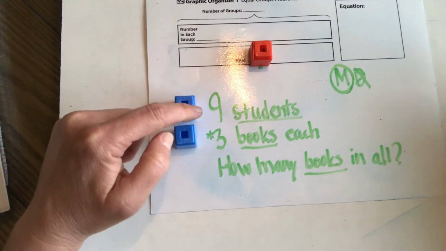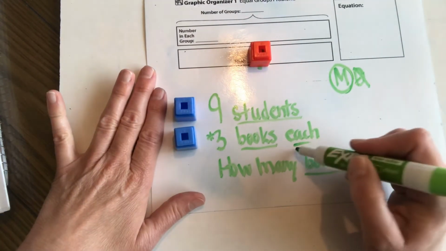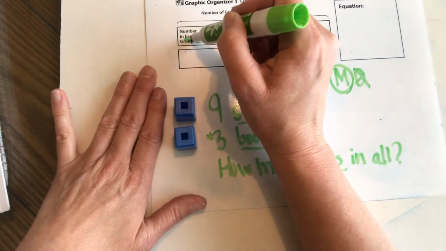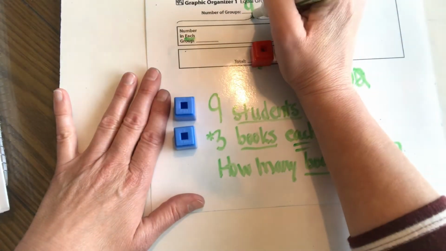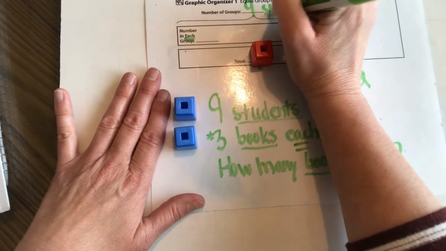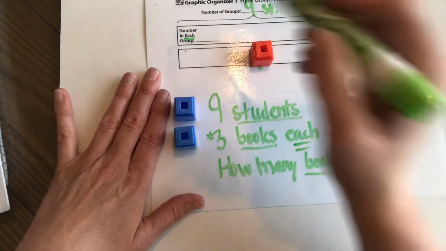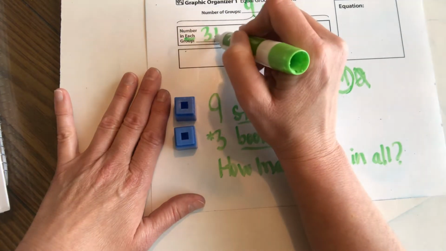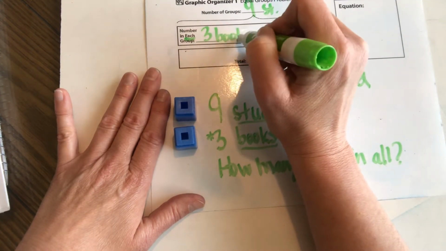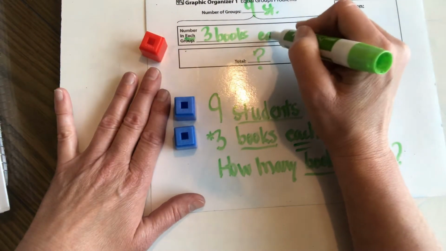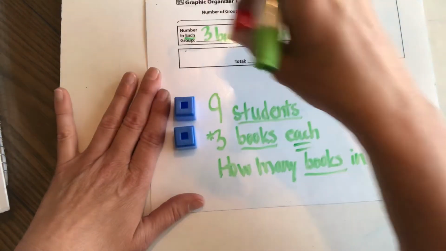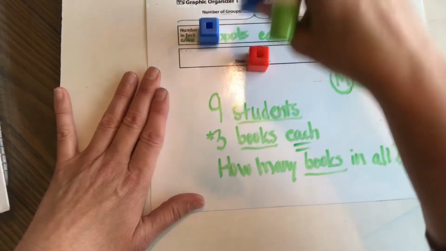So the 9 students with 3 books each. You see this word each? How I've got each up here. 9 is my groups. I'm going to put ST for students. And 3 books. I'm going to move this. Each. Each is important. So these are the pieces of my story.